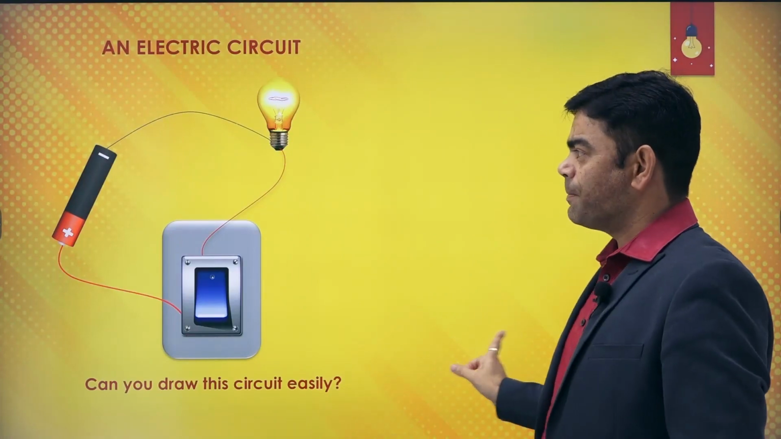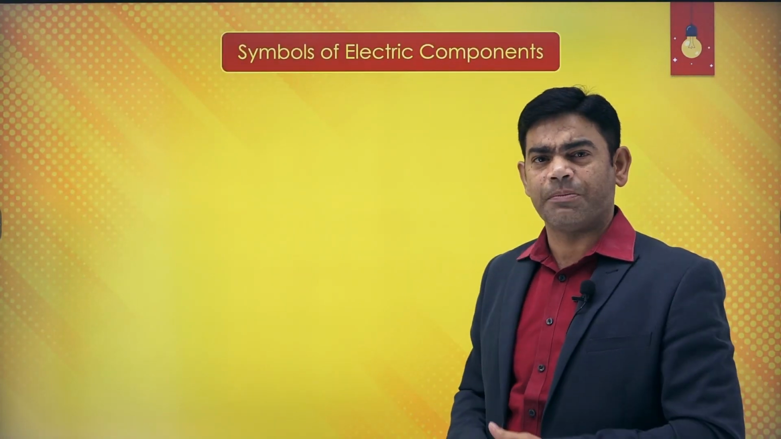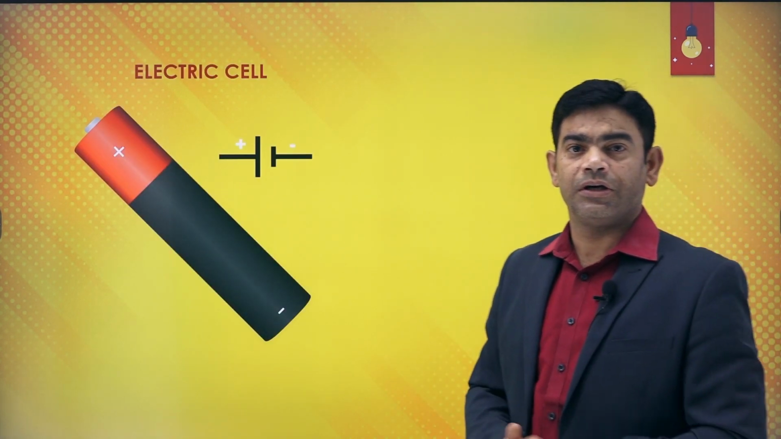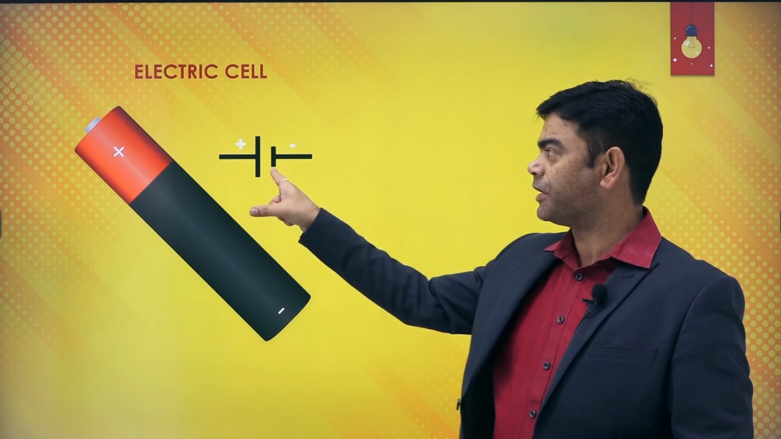Now the symbols that we use over there, the electric symbols. Let's talk about symbols. There are certain symbols assigned. We'll talk about them. Cell, my source. The source, a cell, is represented by this symbol over here.